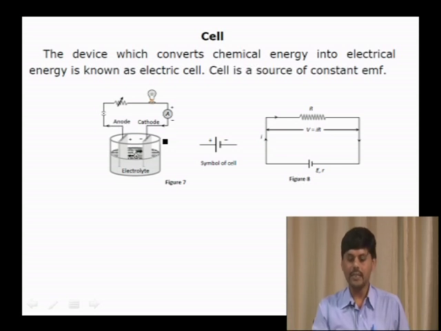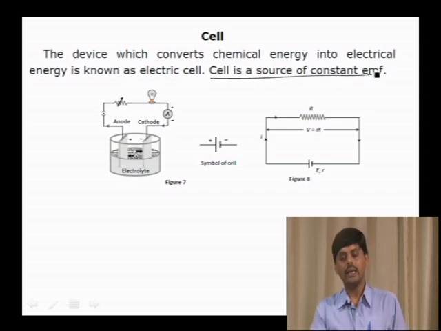A cell is a device which converts chemical energy into electrical energy, known as an electric cell. A cell is a source for a constant supply. What is the meaning of constant supply? We take connections for home applications, and the voltage there is fluctuating. In some experiments we require a constant flow of voltage. In such cases we need this type of cell. Throughout the experiment, they supply a constant EMF. Therefore, many experiments need cells.